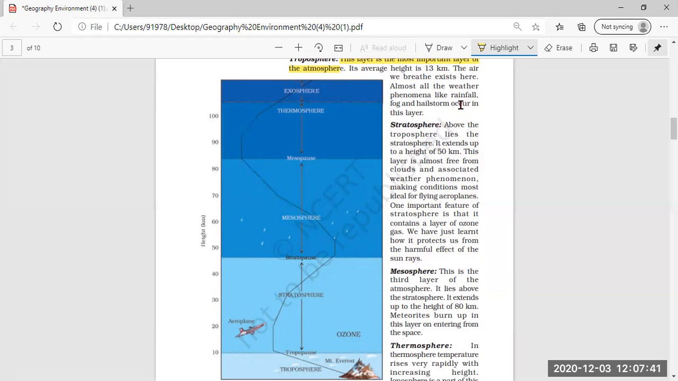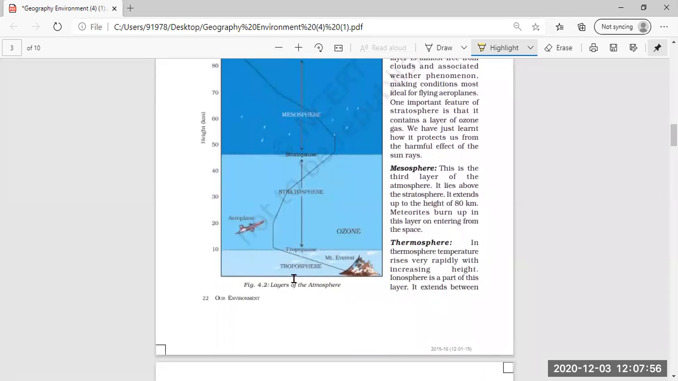And all the weather phenomena, that is rainfall, fog, hailstorm, means we can say ओले जब गिरते हैं, they are called hailstorm. All these weather phenomena occur in this layer, that is the troposphere.